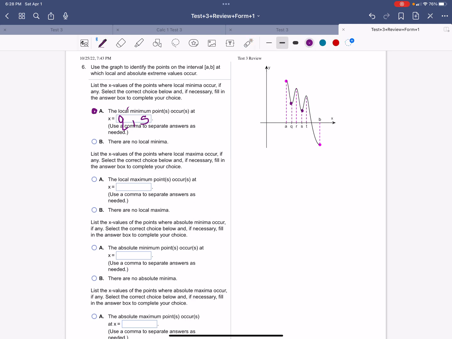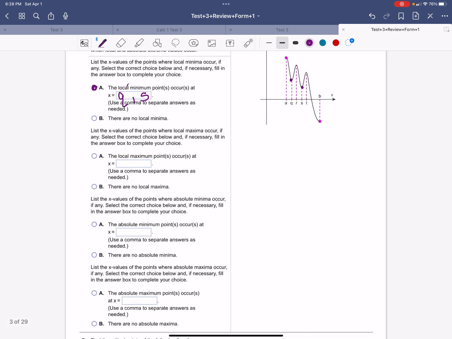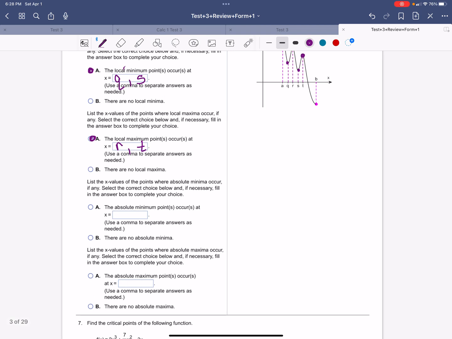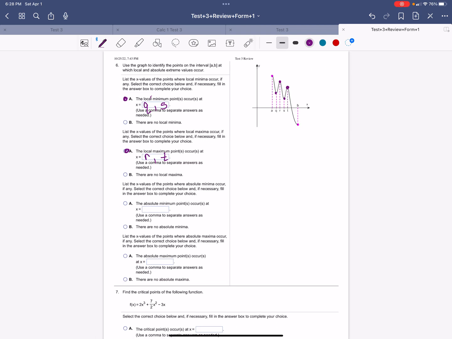Okay, the next is our local maximums, and our local maximums occur here and here, and that is because we are increasing and then decreasing, increasing and then decreasing, and that occurs at x equals r and at x equals t.